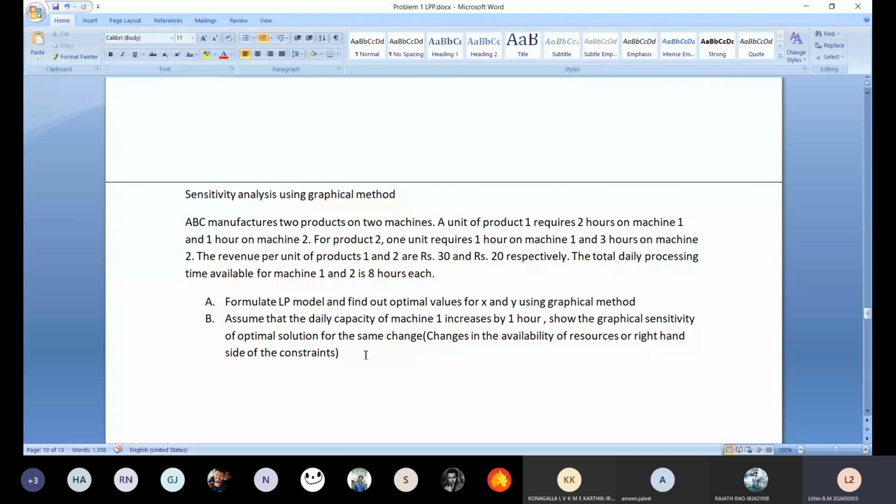So now in today's class, we would look at the second method under sensitivity analysis, which is change in the availability of resources or right hand side of constraints. So here we make some changes in the availability of some resources or constraints, and we would ultimately see what impact these resources would have on the final value.